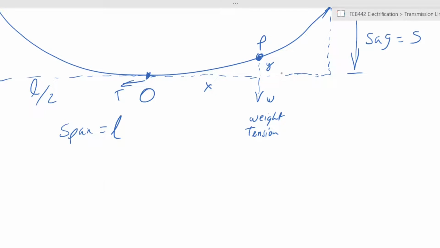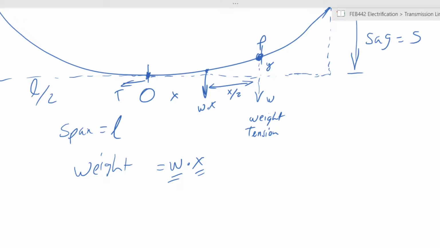So for this section here, let's take it as point P. If we assume that the weight of the cable is equally distributed along the cable itself, the moment due to weight will be W times X, if W is the weight per unit length and X is the length from here to here. The resulting point of action of that weight would be at the center of your segment of cable, at a distance of X over 2.